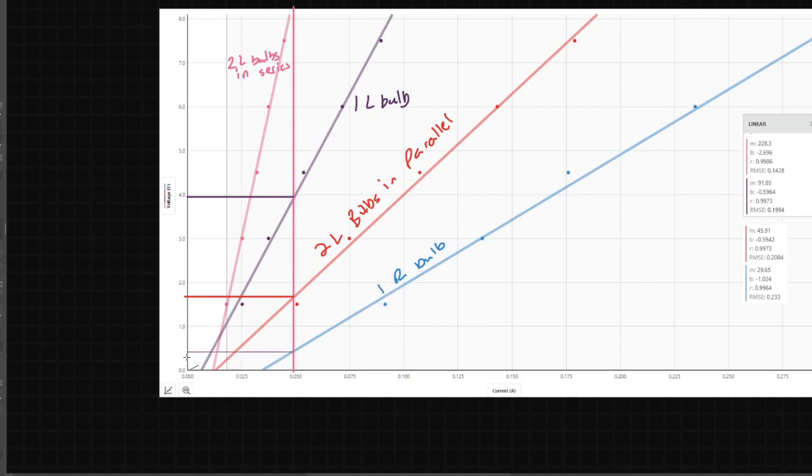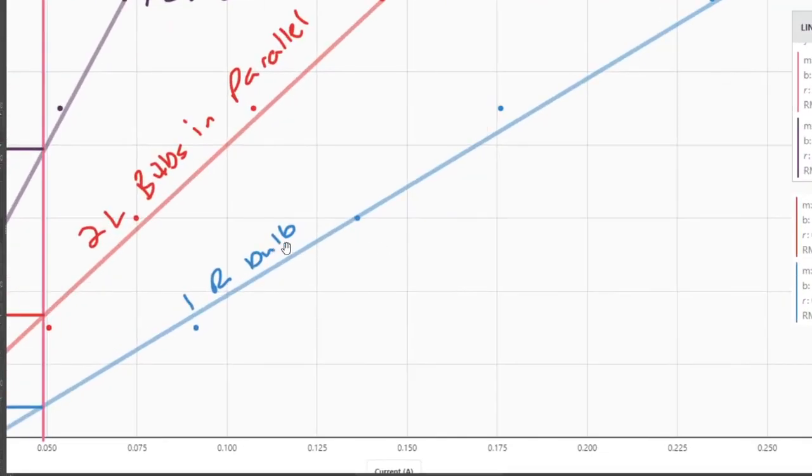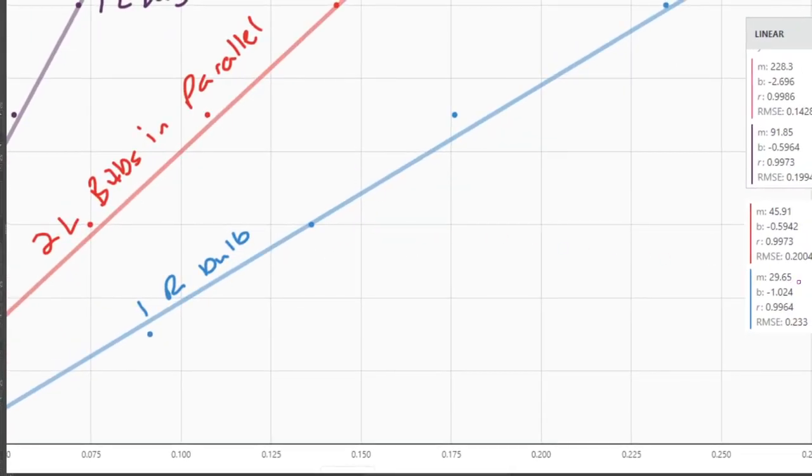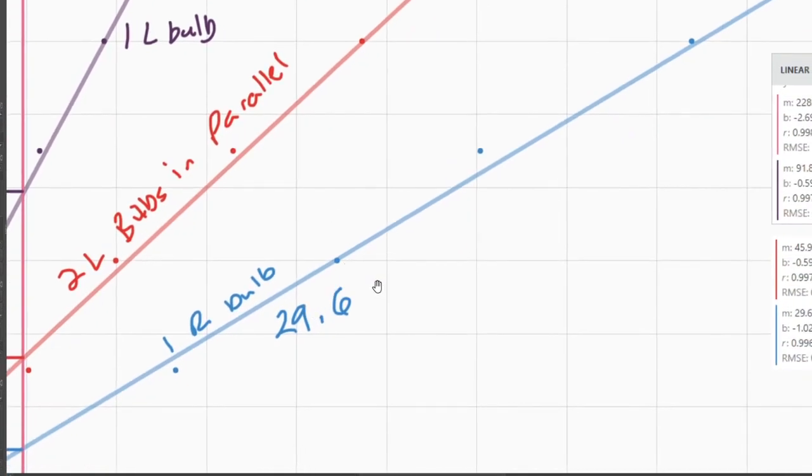So what we see here is that to get this 1 current, each of these different circuits requires a different pressure drop. We see this by looking at the slopes. So I'm just going to copy down the slopes onto this chart. Our round bulb has a slope of about 29.6, and this is volts per amp. So for every amp I want to push through, I need this many volts.